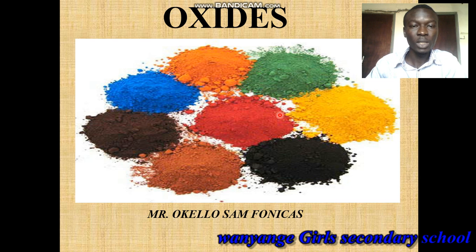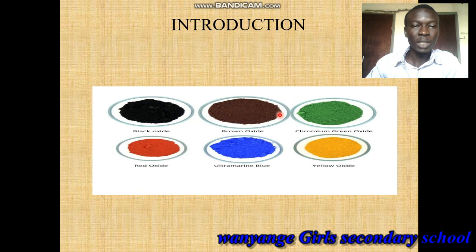Okay, good. Now, a little bit of identification. We look at black oxides. We have some oxides which are black in color, some which are brown, some that are green, some red, others blue, others yellow, and others are actually colorless. So there are a variety of oxides out there.